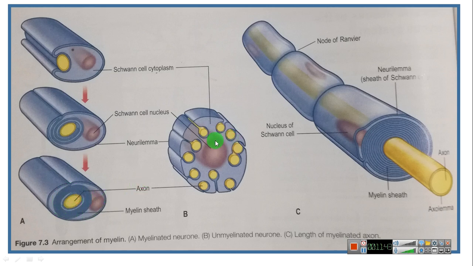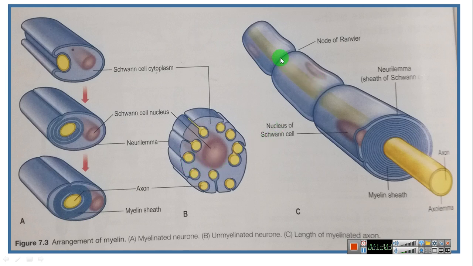In this picture, there is no myelin sheath: an unmyelinated neuron. Those are the unmyelinated neurons. Those are the myelinated neurons. There is a myelin sheath. There is no myelin sheath in the unmyelinated.